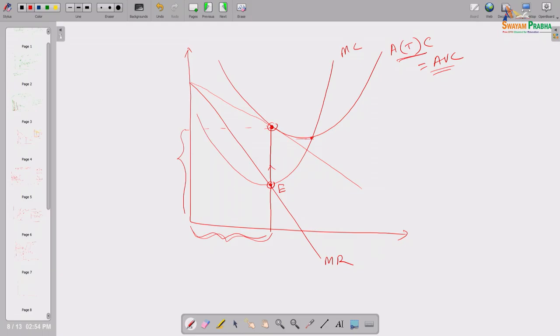But what is the difference? When he was operating in a competitive market, his demand curve was becoming tangent at the lowest point of the ATC curve. This lowest point of the ATC curve is called perfectly economic scale, because at that quantity of output, your production is most economized and per unit cost is minimum. So this is called minimum efficient size.